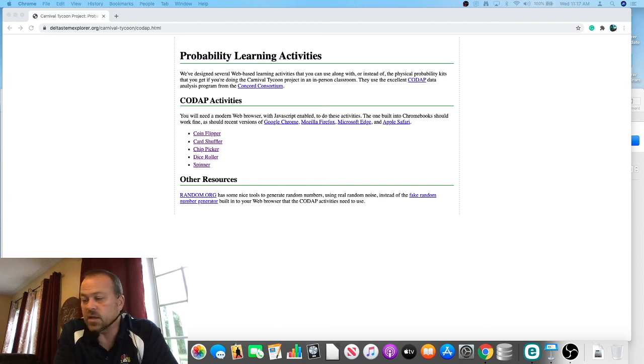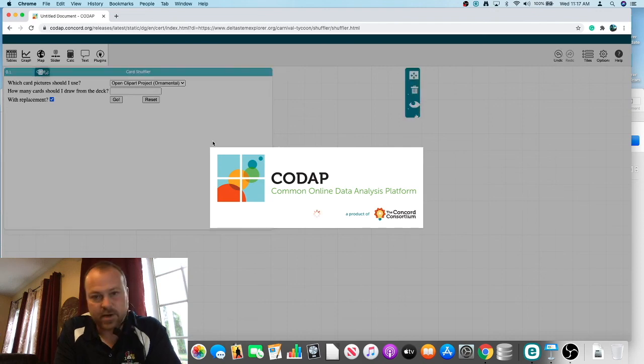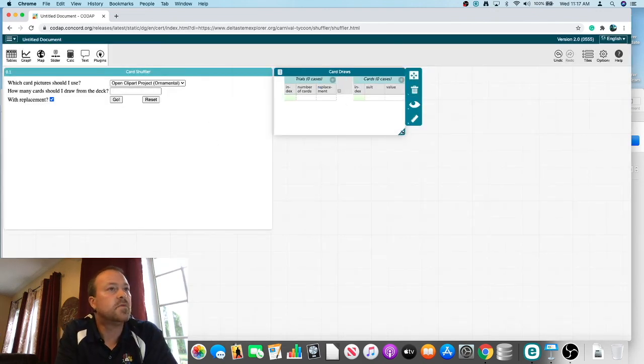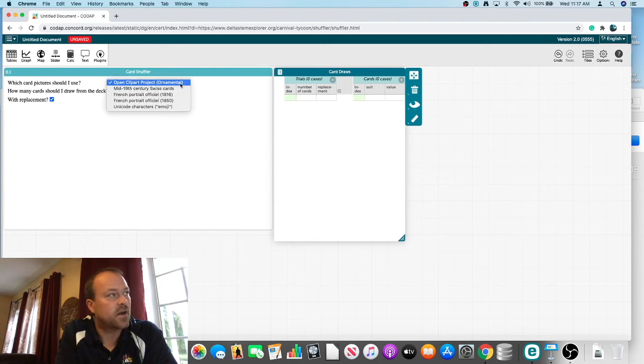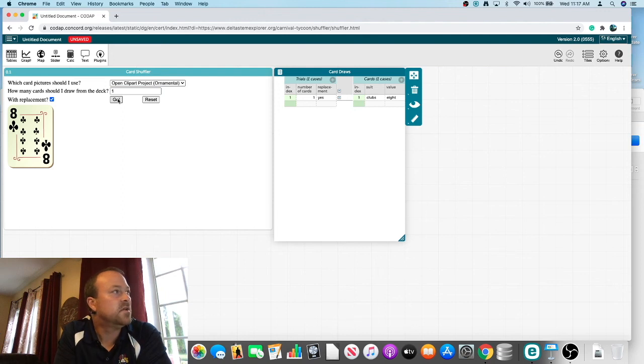And again, we are going to be looking at the card shuffler as well as the chip picker. So let's take a look at the card shuffler for just a moment. Most of this you are probably able to figure out on your own at this point. You can actually choose the types of cards that you want. We'll just leave it with the normal ordinary cards. Let's say we are choosing one card from the deck, and we just click go. Well, we got an 8 of clubs.